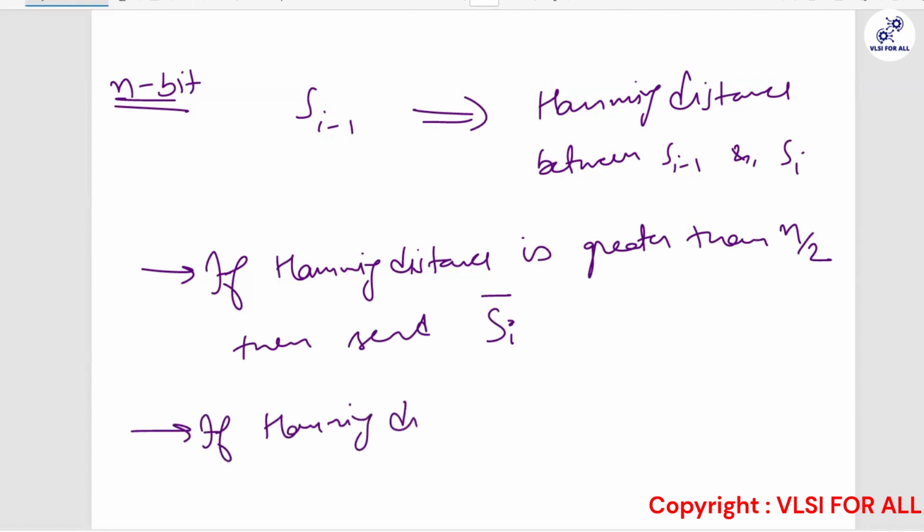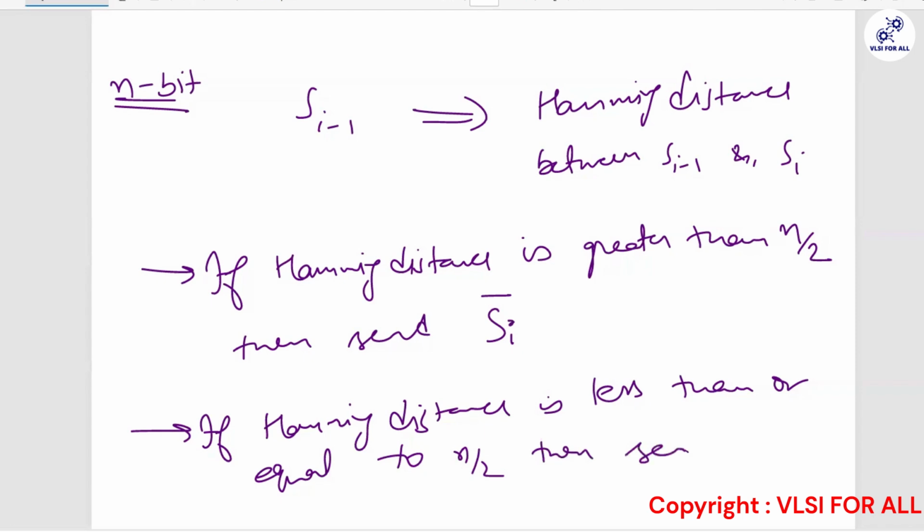If the Hamming distance is less than or equal to n by 2, then we send Si. So you understood this concept, right?